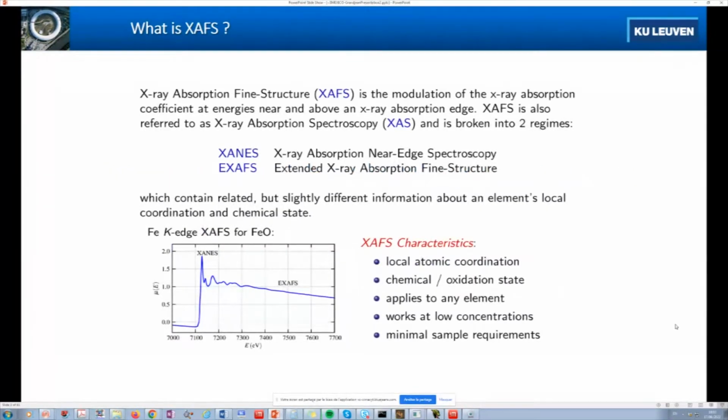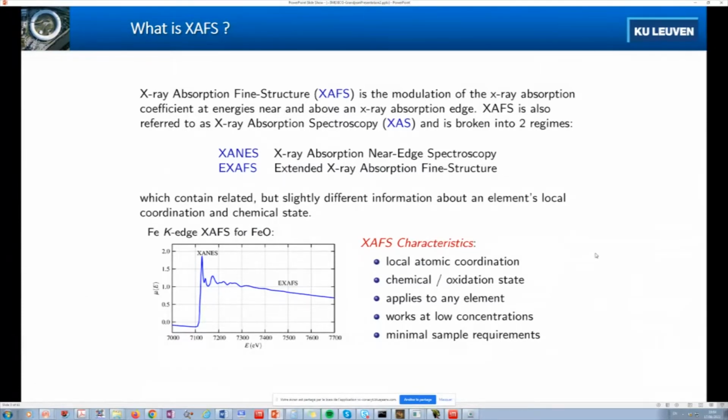It's the modulation of the X-ray absorption coefficient at energies near and above an X-ray absorption edge. So there are 2 regimes that are well known. There is the XANES, which is very close to the edge here. And then you have the EXAFS, that is the long range, which can go like 1000 eV after the edge. And this is called extended X-ray absorption fine structure.